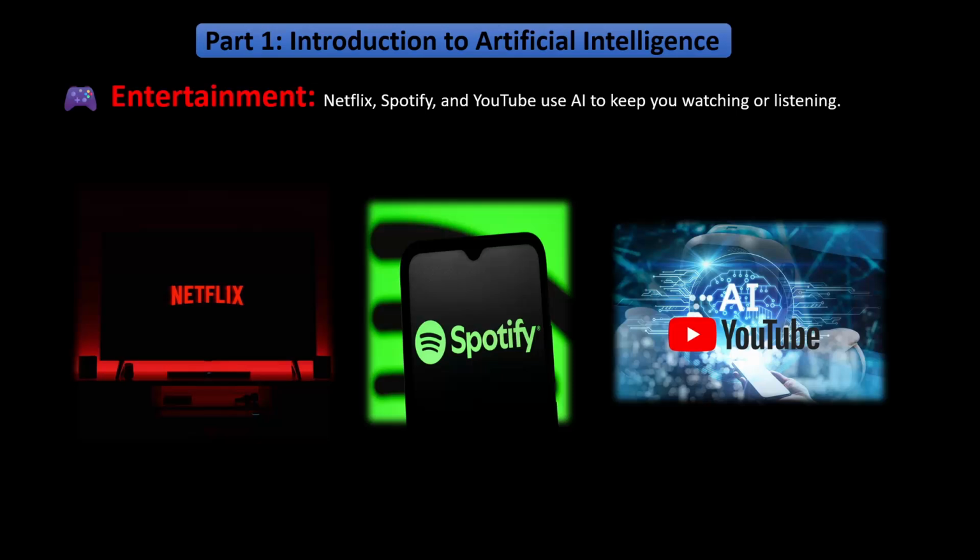Next, entertainment. AI is also used in entertainment. Netflix, Spotify, and YouTube use AI to keep you watching or listening. Even you are watching this video because YouTube AI already has your past history on YouTube. So let's say if you have interacted with AI or ML related videos, or if you have searched some coding or AI related videos in the past, based on that past history, YouTube AI recommended this video to you. So AI is used in all social media platforms to bring more views and increase their viewership.